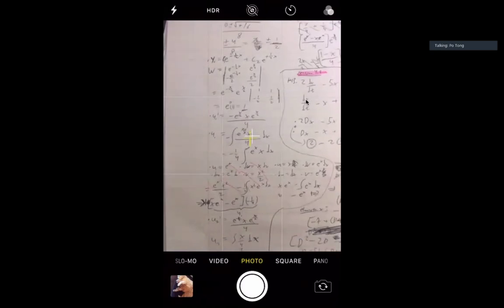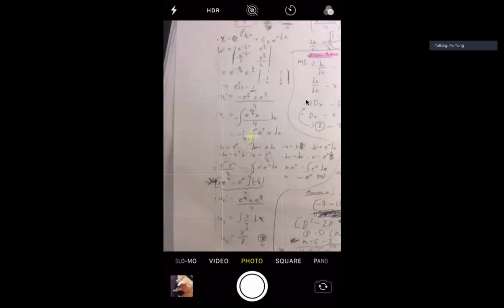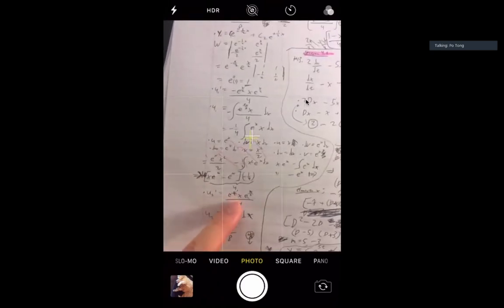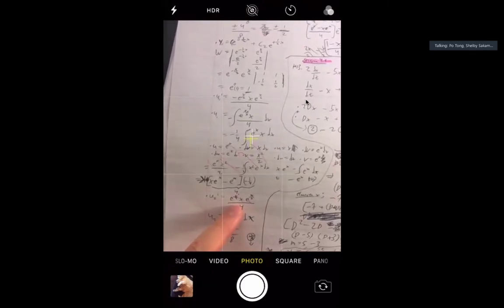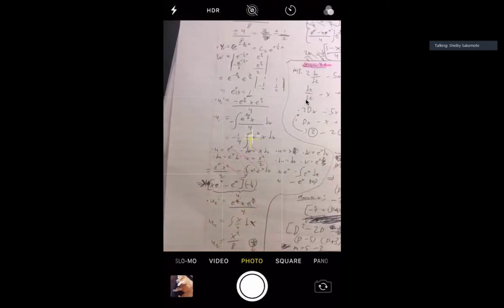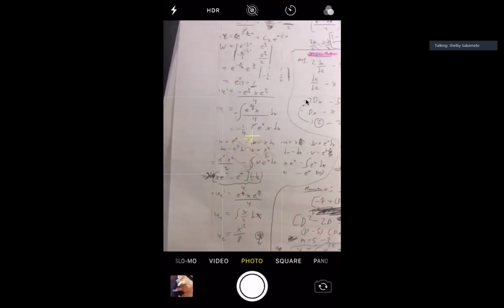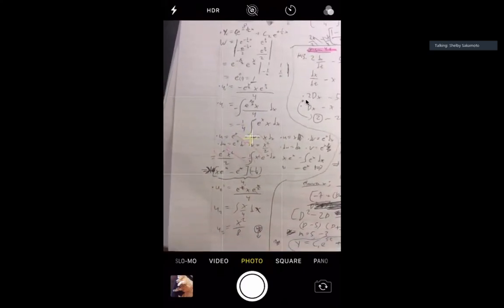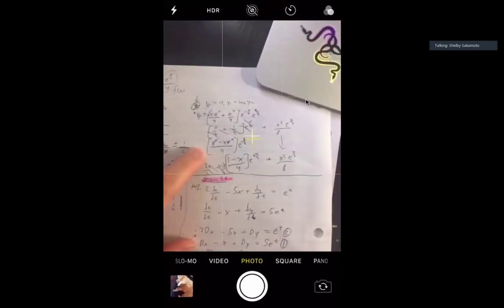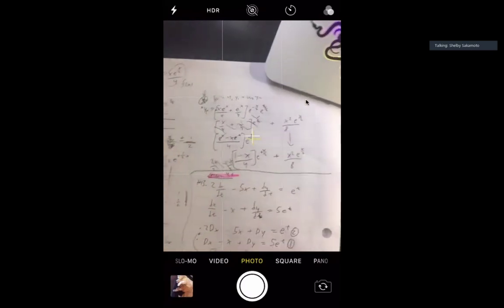And u2 prime is what? It's y1, e to the negative x over 2, times f of x over w. And that one's just an easy integral. And then this is the answer that I came up with.